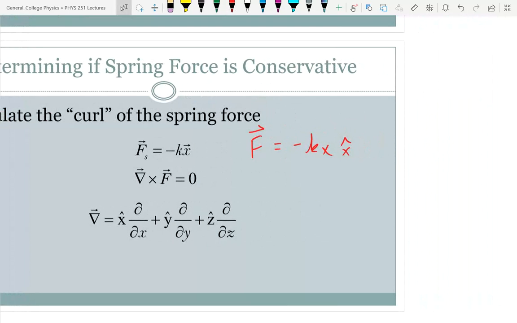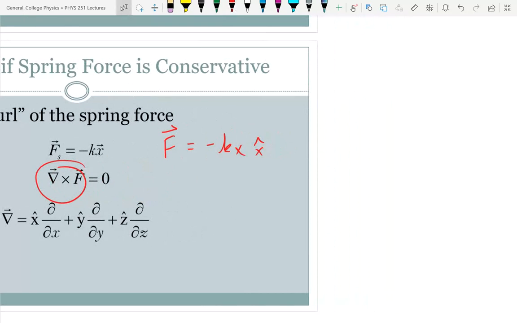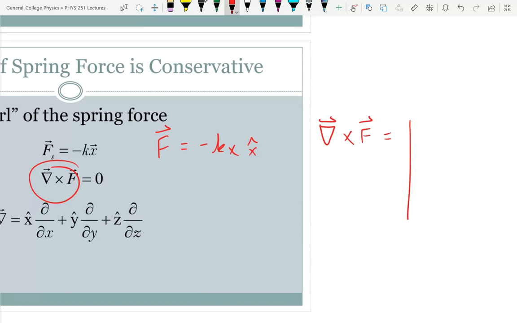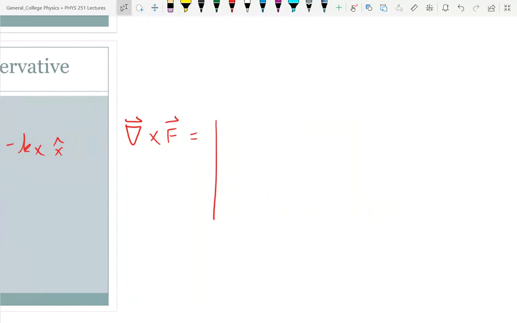So if I'm going to find this curl, then I'm going to have del, which is a triangle with the point down and a vector sign. I need to write my determinant and what goes in the top row of the determinant.